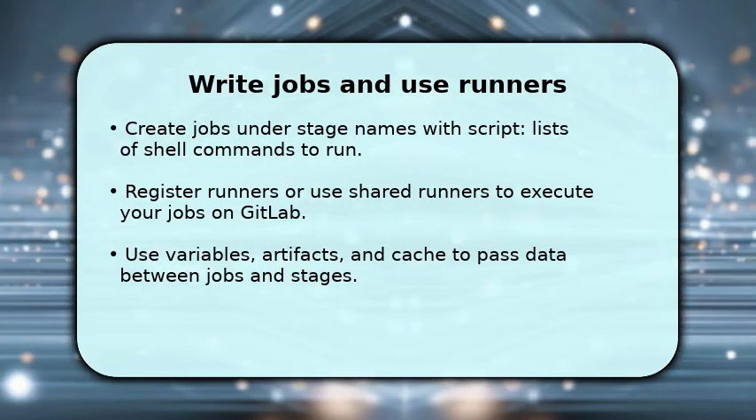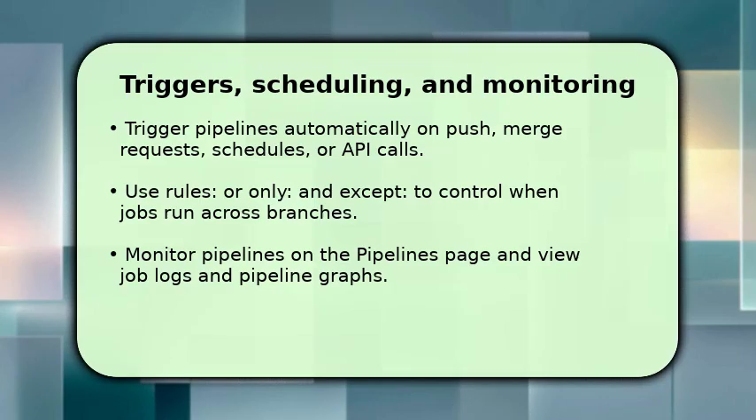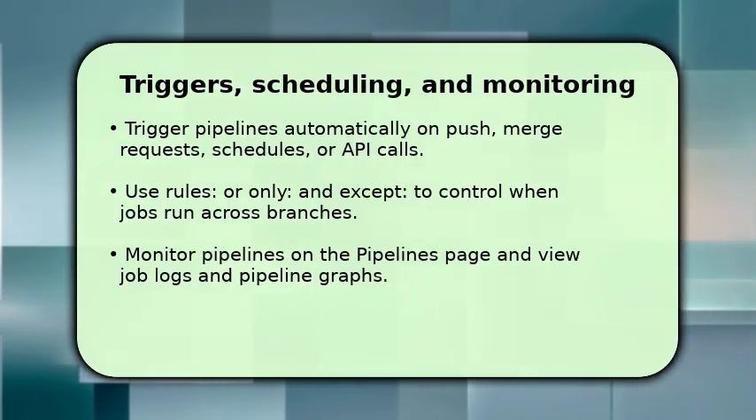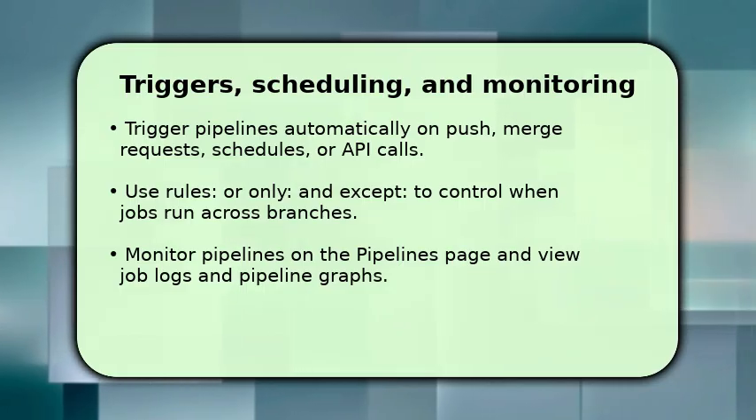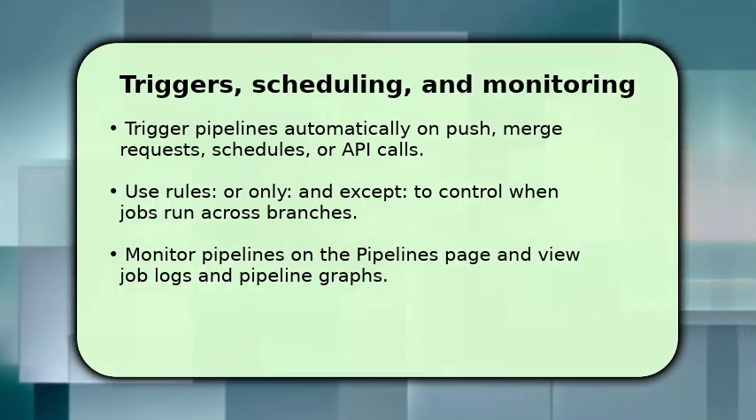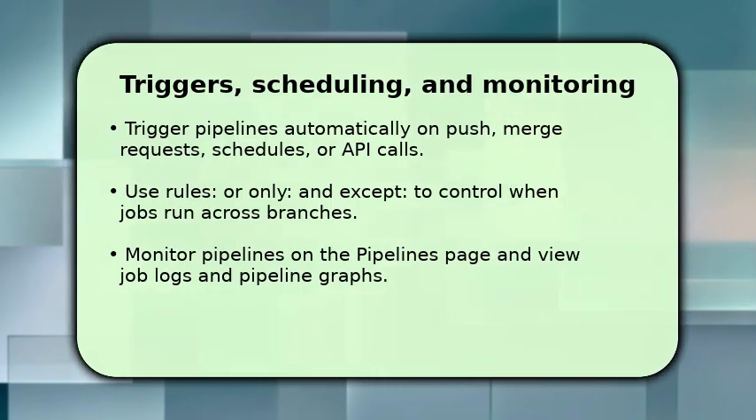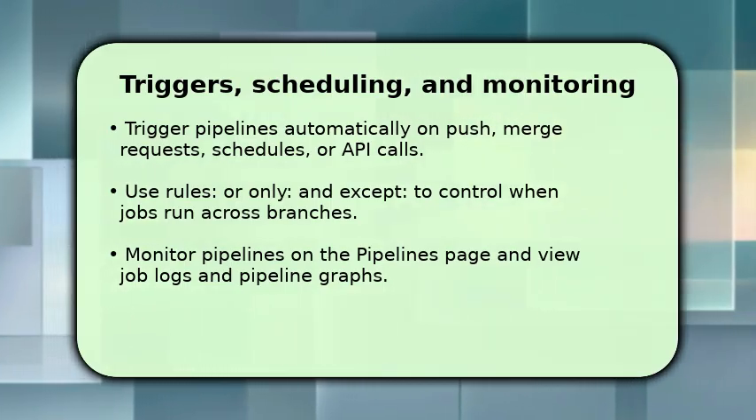Trigger pipelines automatically on push events, merge requests, schedules, or API calls. Use rules or only and except to restrict jobs by branch, tag, or pipeline source. Create scheduled pipelines by adding a pipeline schedule in the CI/CD settings with a cron expression.